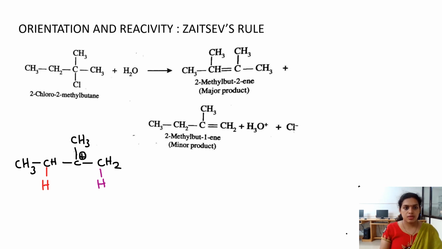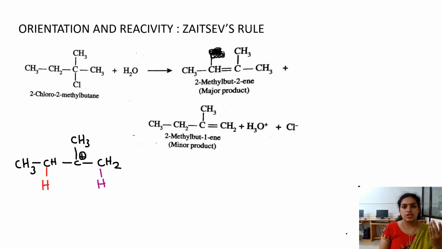Here the structure is a little... okay, this is not there. So this is CH3 CH double bond C CH3 CH3. This is 2-methyl-2-butene and this is 2-methyl-1-butene. Okay, here according to Zaitsev rule, the substitution should be greater.